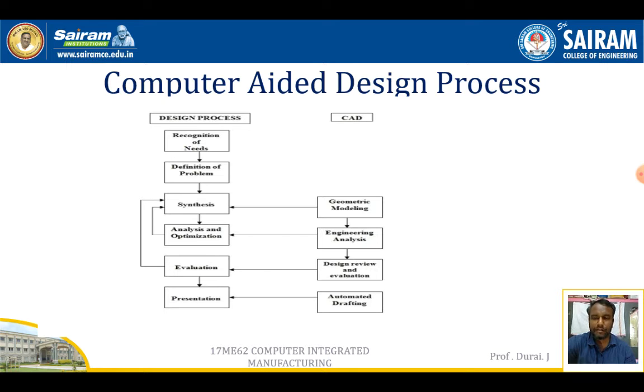So here in this picture, they show the difference between the conventional design process as well as the computer-aided design process. In the conventional design process there are mainly 6 steps involved, but in the computer-aided design process there are 4 functional areas. That is geometric modeling, engineering analysis, design review and evaluation, and automated drafting.